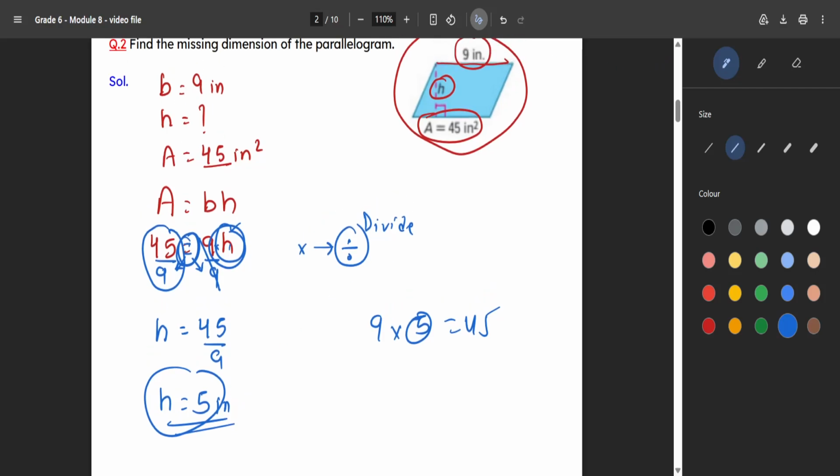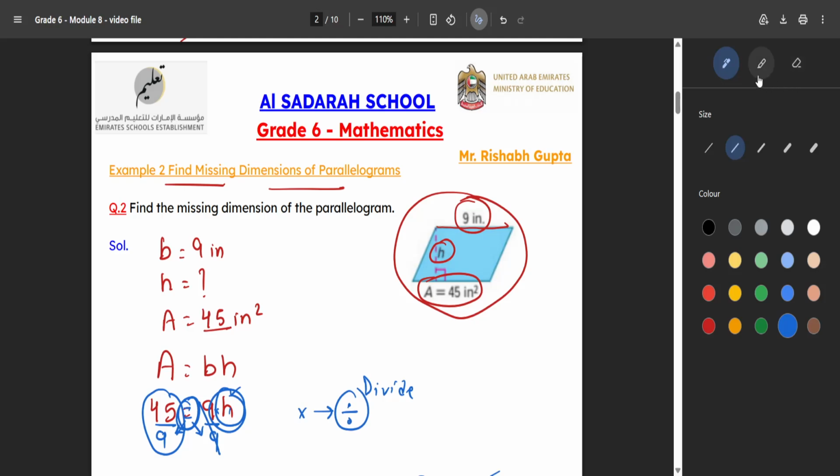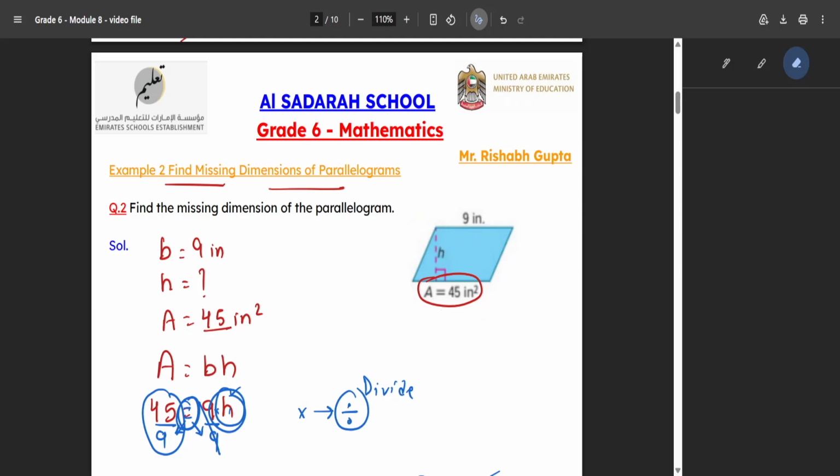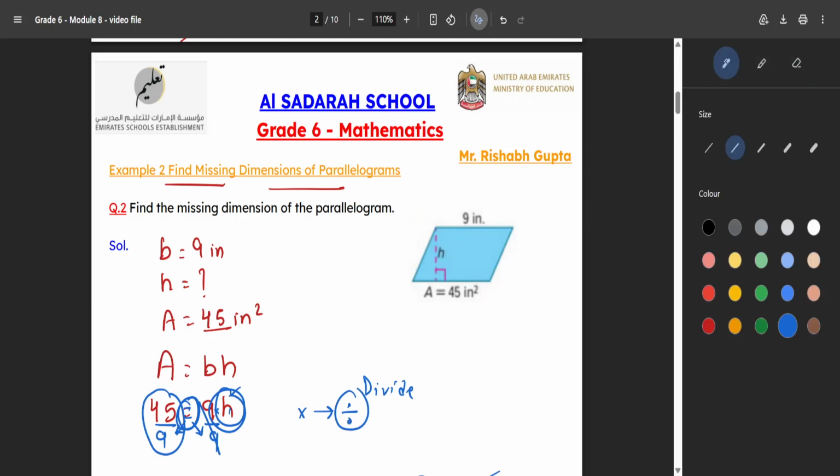Now this is the normal method, right? But if it comes in the exam, how can you do it in the exam? Let's try it out. See, you know that the area is equal to base times height. That means 9 times this height should give you 45, right? Just think in your mind, 9 times how much will give you 45? So your mind will simply tell you, yes, 9 times 5 give me 45. It means the height should be 5 inches only.